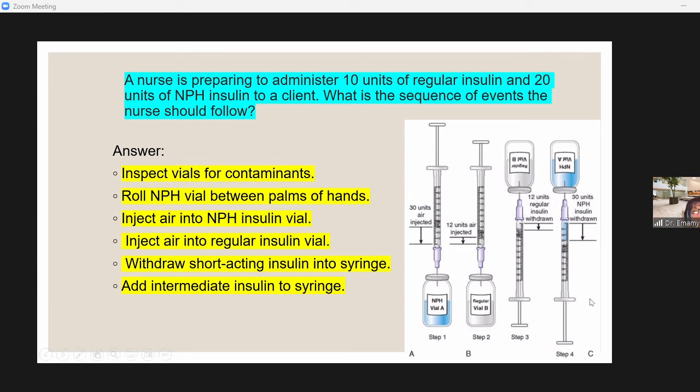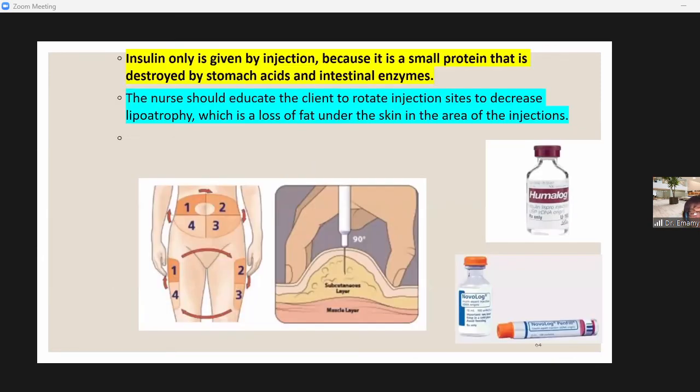Insulin, you give by a subcutaneous injection. So you need to advise your patient to rotate site of injection. Otherwise, patient develops lipodystrophy. So patient: once on the right side, left side, right thigh, left thigh. So you rotate site of injection to prevent lipodystrophy.